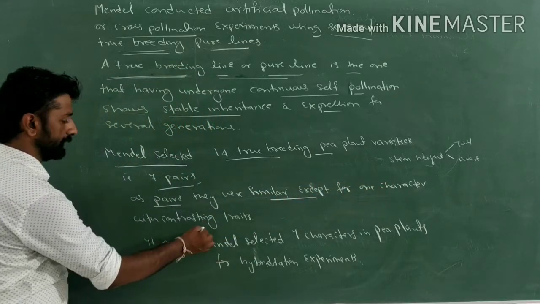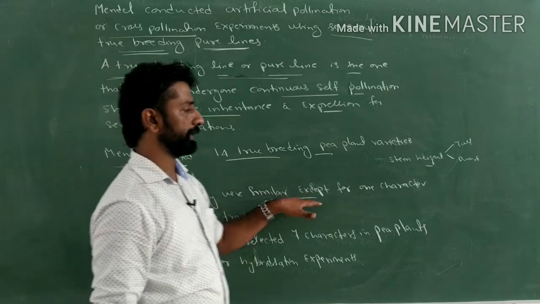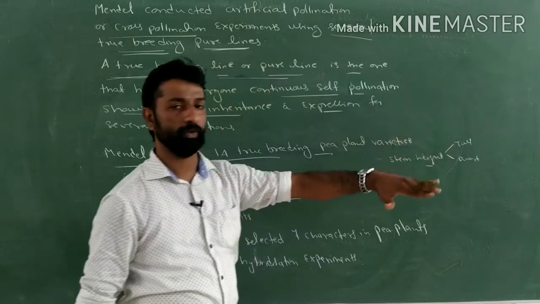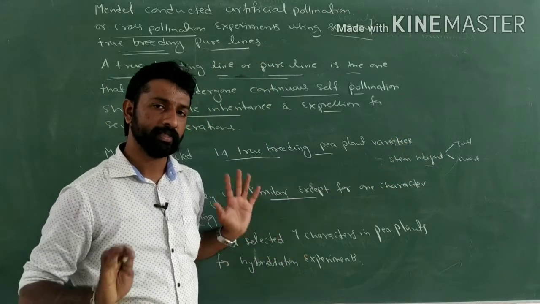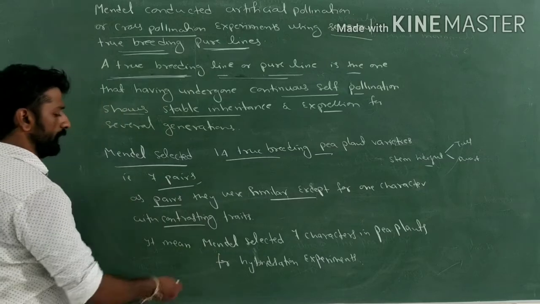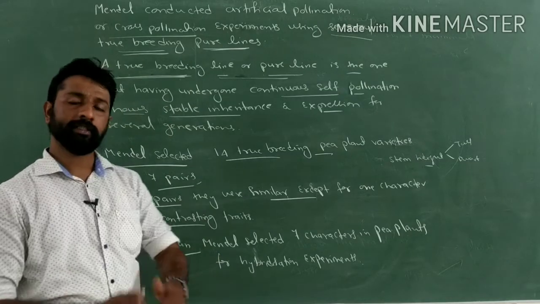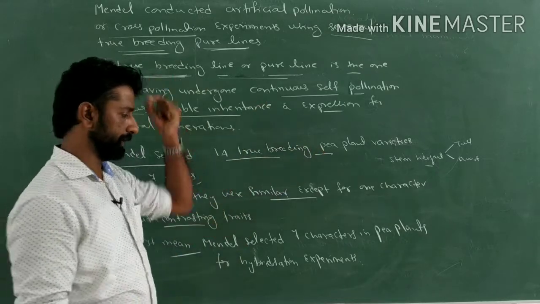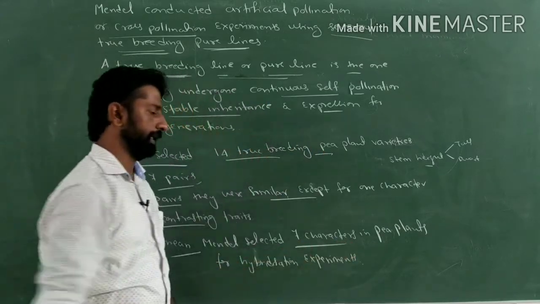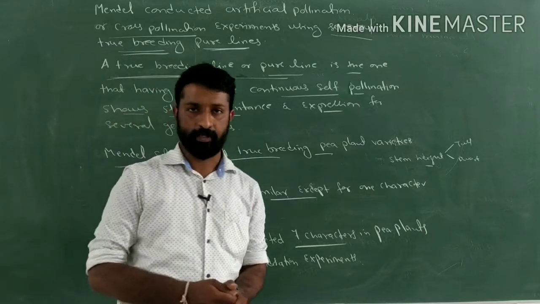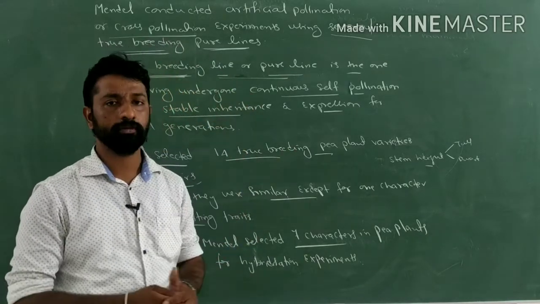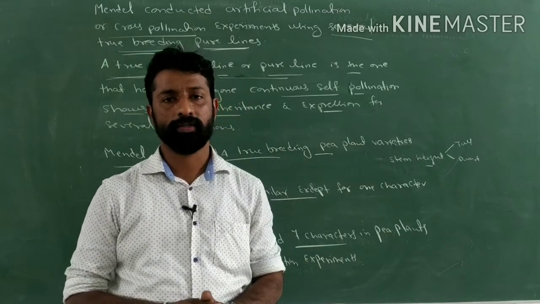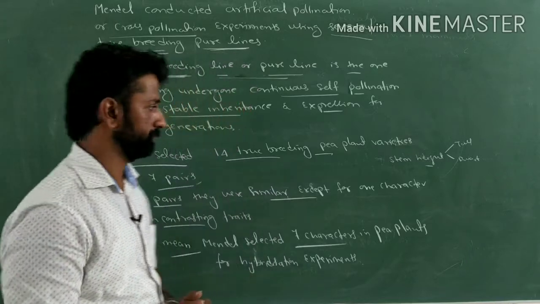With contrasting traits means for that one character they will be having contrasting traits. Example, if one is tall means other will be dwarf, but remaining characters will be similar to each other. So it means how many characters the Mendel selected means 14 true breeding varieties means he selected 7 characters in pea plants for his hybridization experiments. Make a note of this one so that we can discuss the 7 pairs or the 7 characters what the Mendel selected for his experiments.